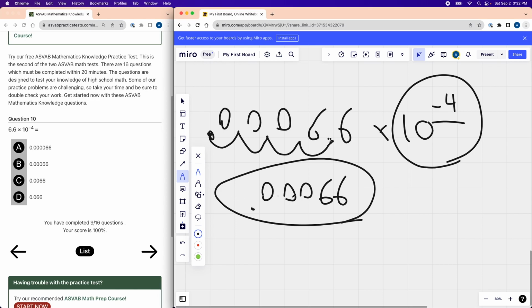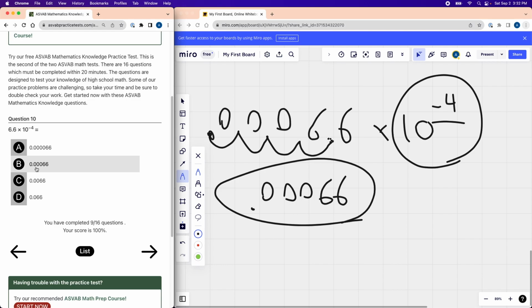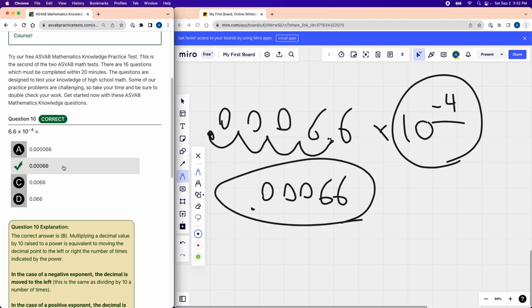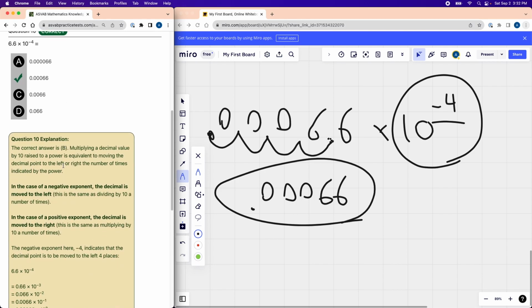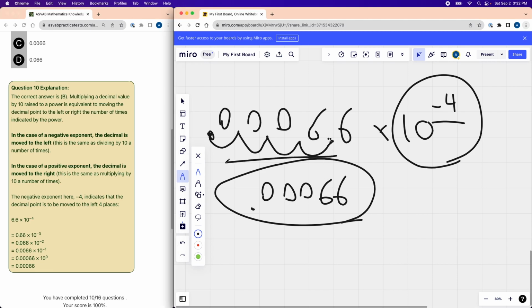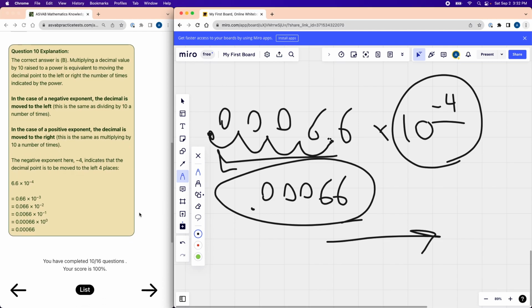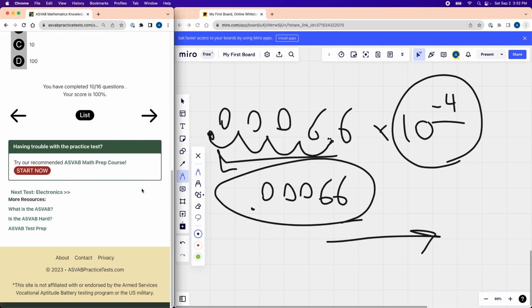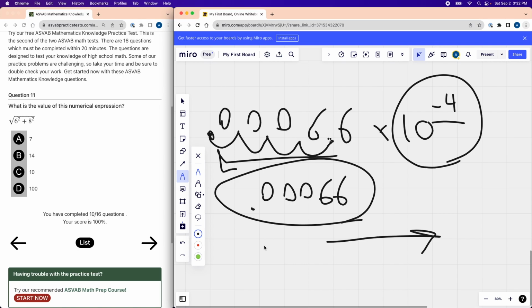We can see we have 3 zeros. And this answer here seems to be the correct one. So we selected that, and that is correct. And they just say, hey, if it's a negative exponent, essentially remember to move the decimal place this way. If it's a positive exponent, remember to move the decimal place this way. That's pretty much all they're saying there. All right, moving on to the next one here.